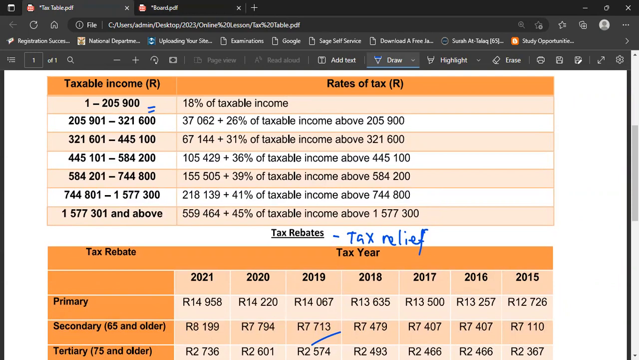Another thing you have to take note of: primary is for all the people. Everyone qualifies for primary. But if the person is 65 to 74, you subtract 2 values. If the person is beyond that, for example 75 and older, you subtract all 3 values. We shall see as we go on.